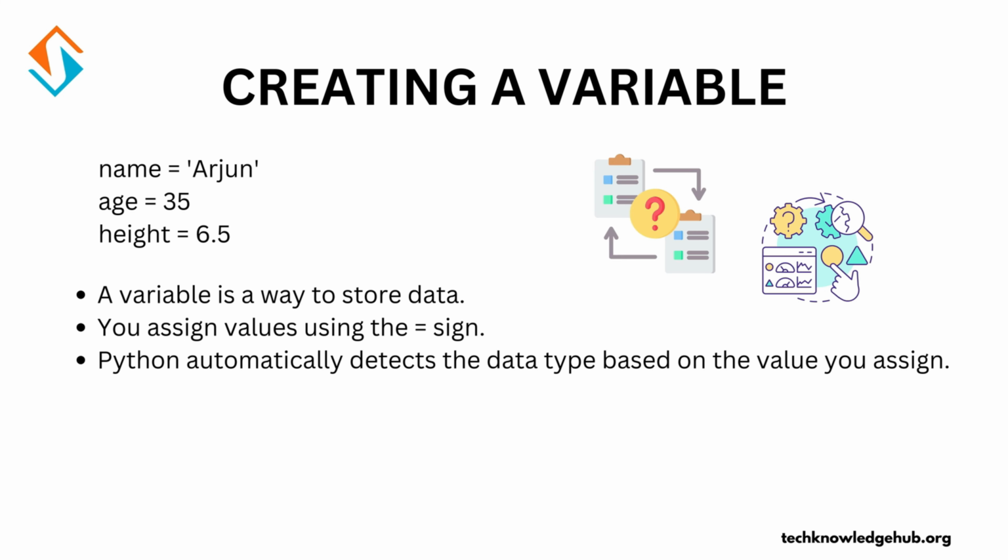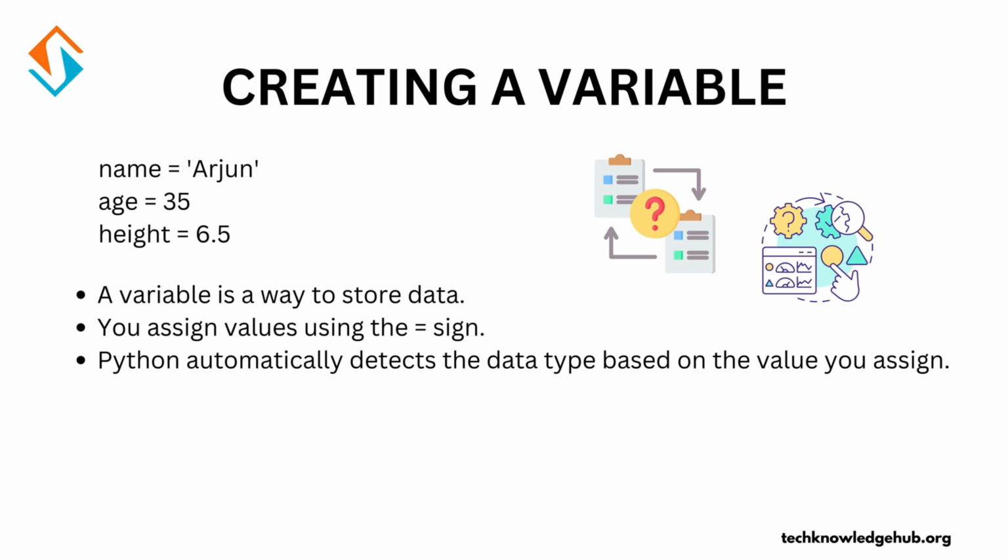Let me show you an example. name = "Arjun", age = 35, height = 6.5. Here we have created three variables. name stores a string value, Arjun. age stores an integer value, 25. height stores a float value, 5.6.